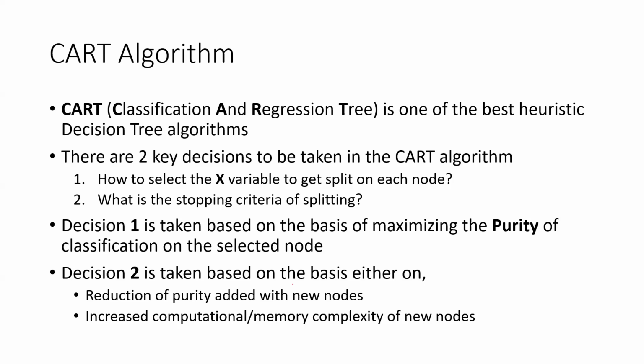So that is the first problem. And the second problem is when you are adding new variables again and again, you have to have some criteria about when to stop splitting, right? So when you are adding more and more variables, the decision tree would grow. So there would be new and new splits in the decision tree.